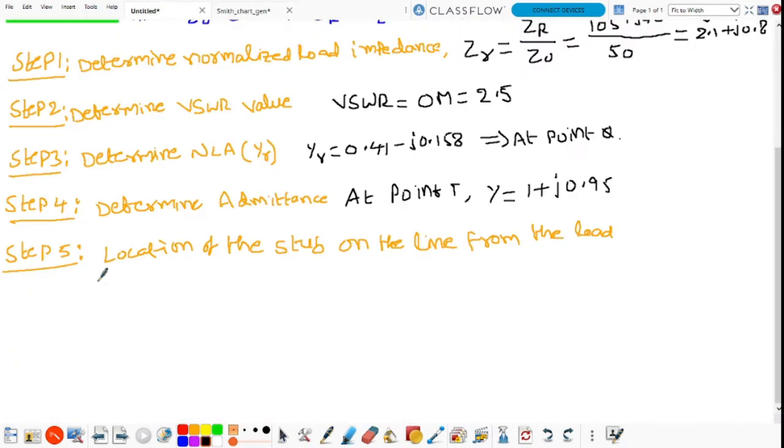Step number 5. Determine the location of the stub on the transmission line from the load. That is denoted as L suffix S. From the Smith chart, the location of the stub is Ls equal to 0.5 lambda minus the value at point Q dash.